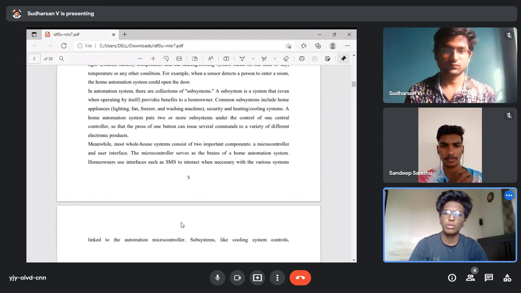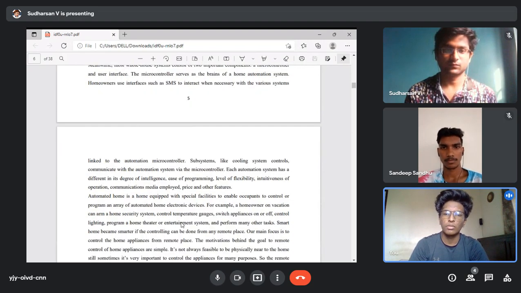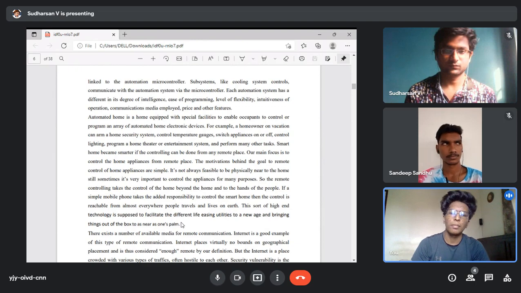Meanwhile, the house has to be linked to the automation microcontroller subsystem, like coding systems that control and communicate with the automation subsystems. Some of the appliances are simple, and it is not always feasible to be physically near the house. Still, it is very important to control the appliances for many purposes.